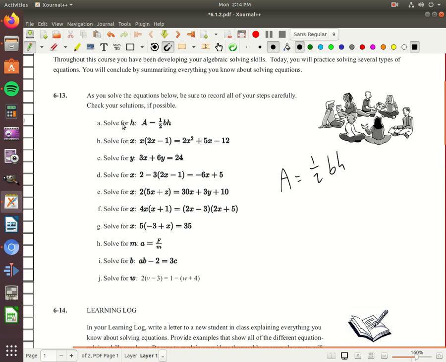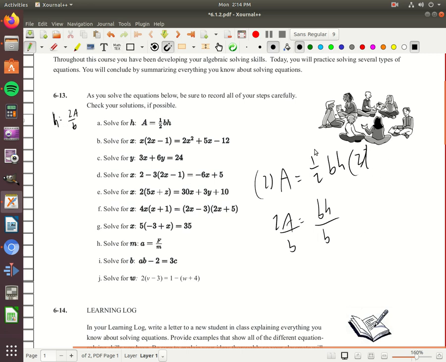All right, so anyway, let's solve for h on this one. A couple things going on. Long story short, I think I want to multiply by 2. I think that'll be the easiest first step here. 2a is going to equal bh, and then I can divide by b. So h is going to equal 2a over b.